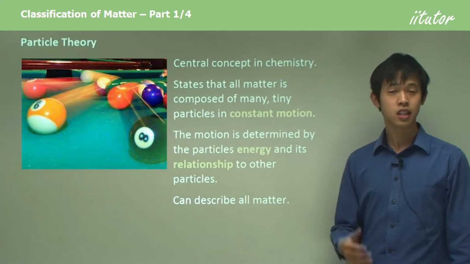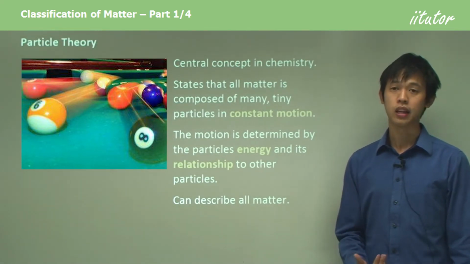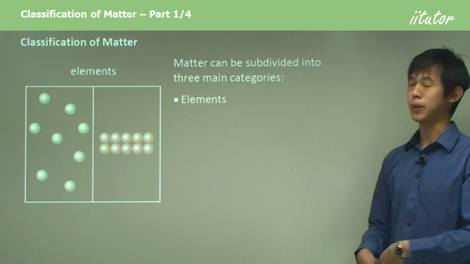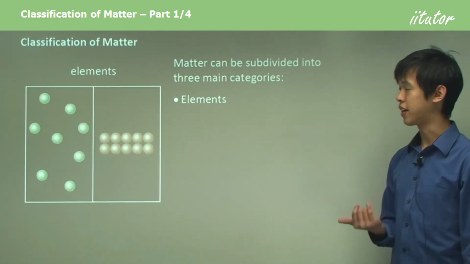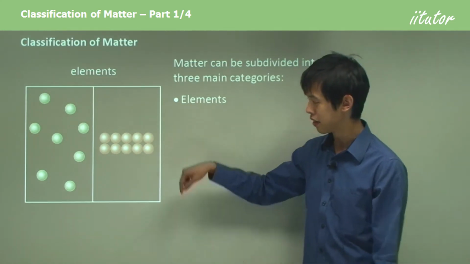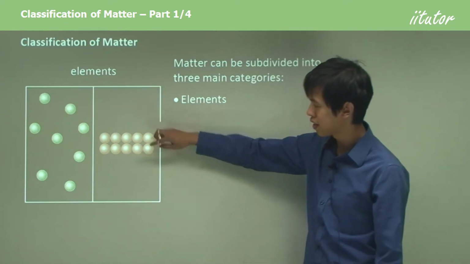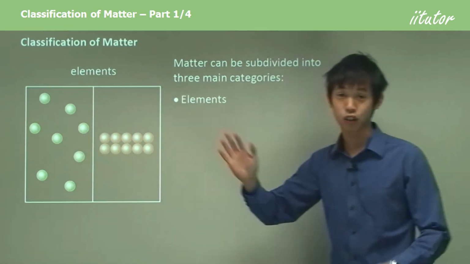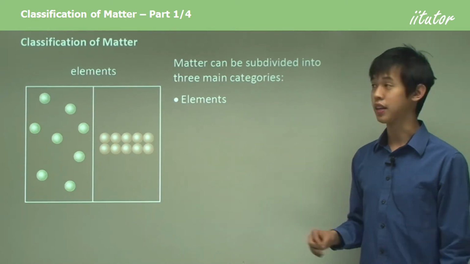Now this particle theory can be used to describe any state of matter that we see. So now that we've got the basics of particle theory, we can subdivide matter into three categories. The first is elements. As you can see here, an element only seems to have one type of particle in it. There's just the brown particles here, or the green particles here. They're just one type of particle.